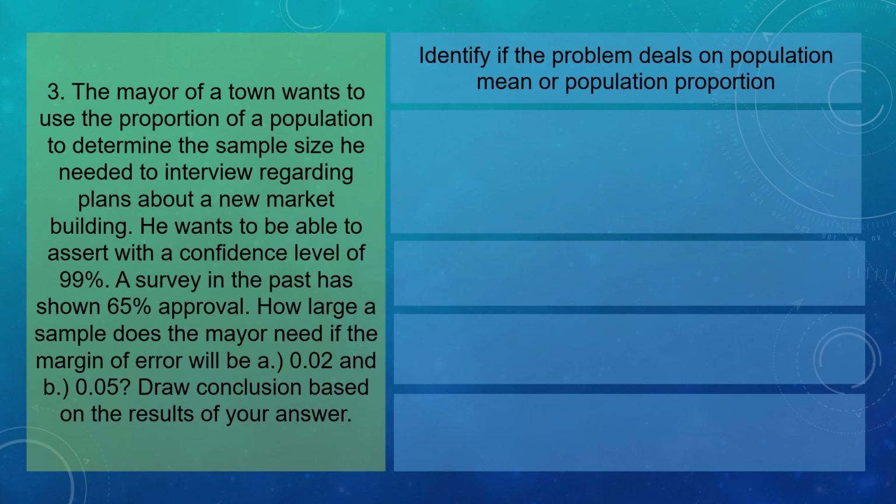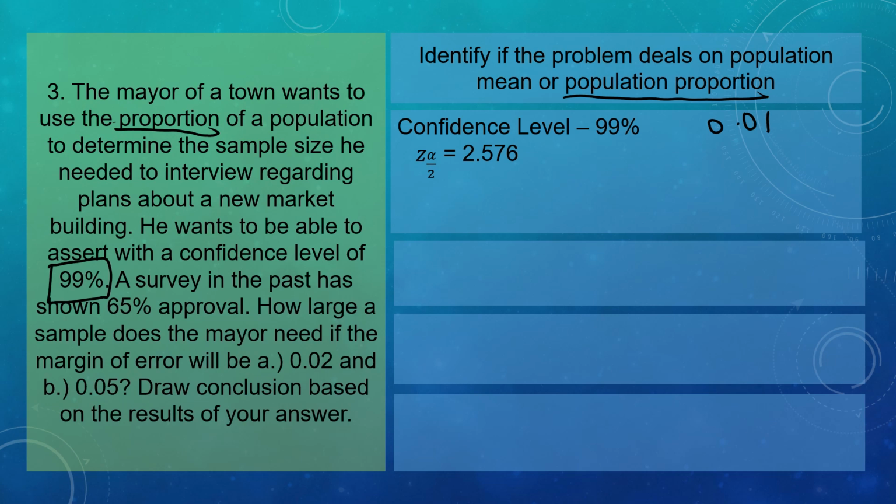So let's start by identifying whether the problem deals with population mean or population proportion. As you can see, we're dealing with population proportion. Now, since we're dealing with population proportion, before applying the formula for sample size, we need to identify the confidence level. The confidence level is 99%. Since it is 99%, we already know that the level of significance is 0.01. Now, taking a look at your t-distribution table, on the bottom part, we can see Z. So therefore, Z under 0.01 is equal to 2.576.